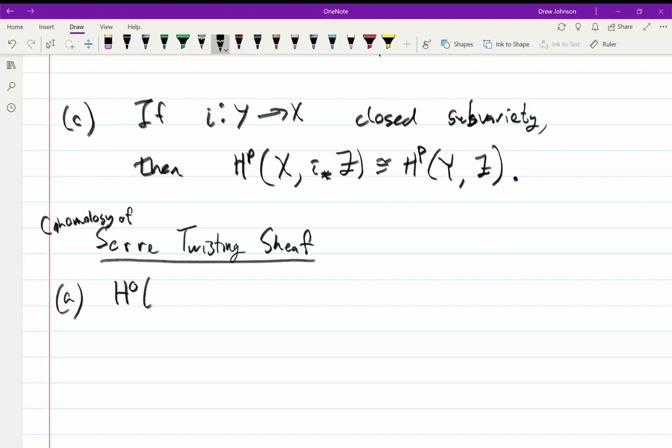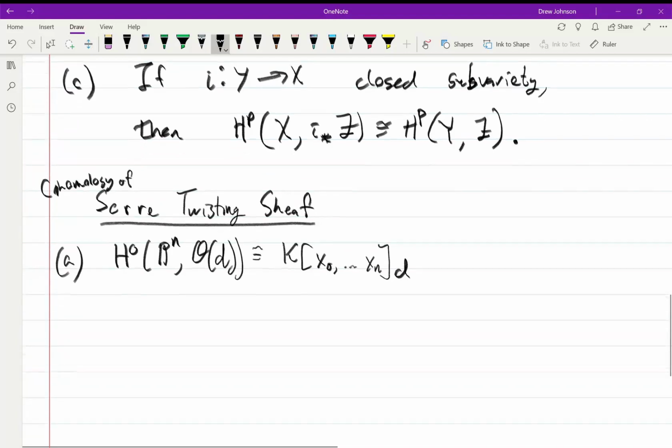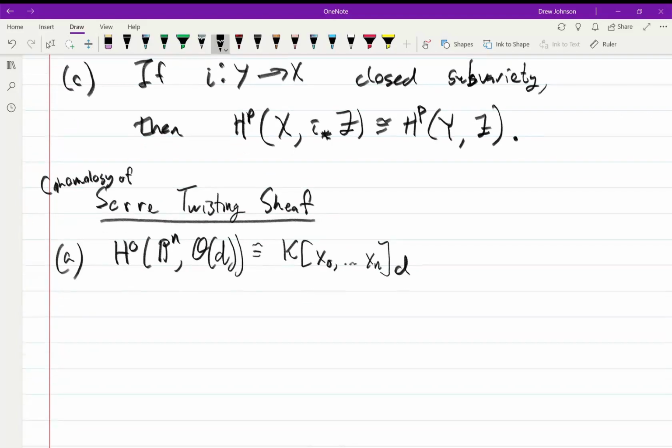The global sections on P^n of O(d) you can identify with just homogeneous polynomials of degree d. Okay, I think we've basically already seen this, right? This follows from the definition pretty easily. I think we already mentioned that, because remember, this is just the global sections of O(d).